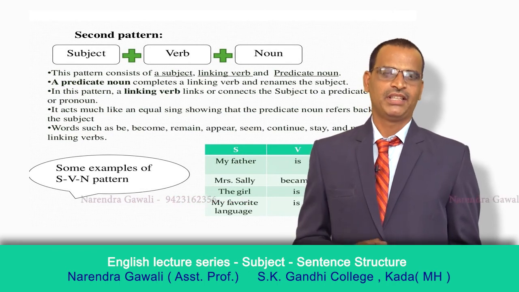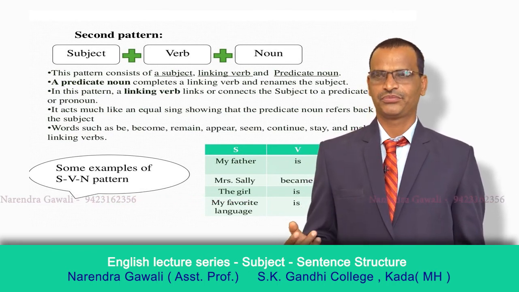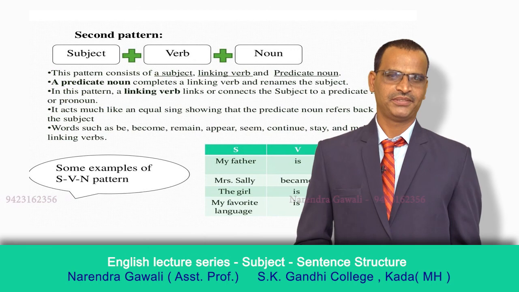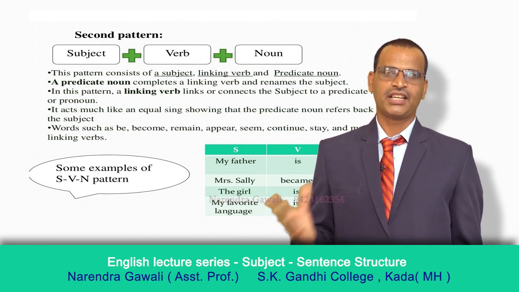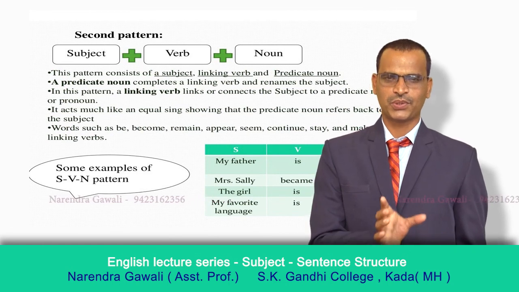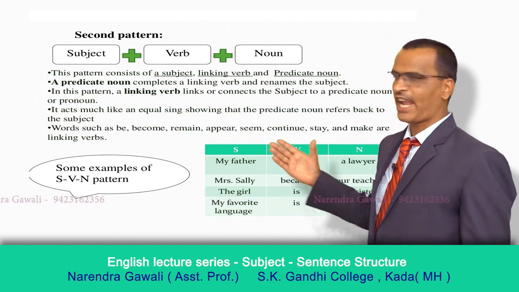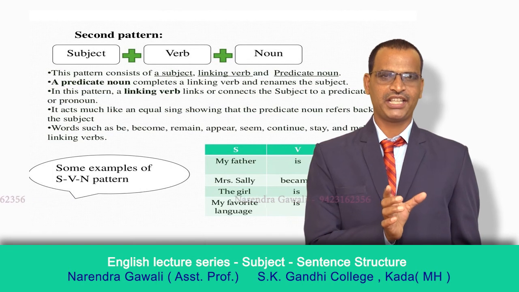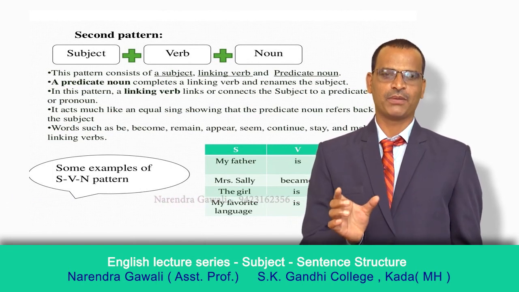So another example: the girl is my sister, or Raju is my brother. Again, the girl is the subject, is is the verb, my sister is the noun. So we can call it the SVN pattern. Is is the connecting verb or linking verb.